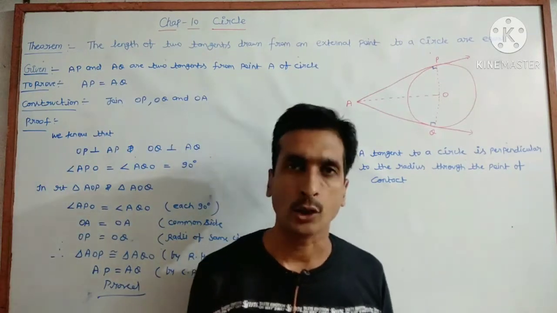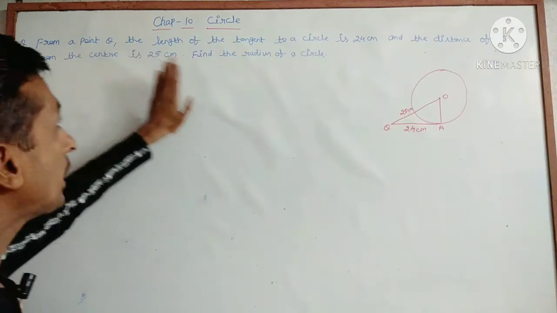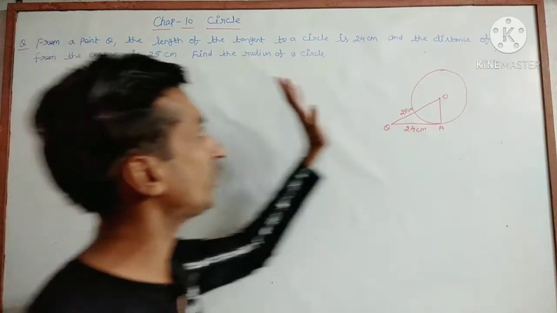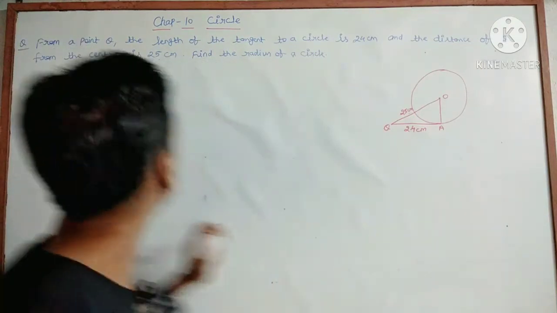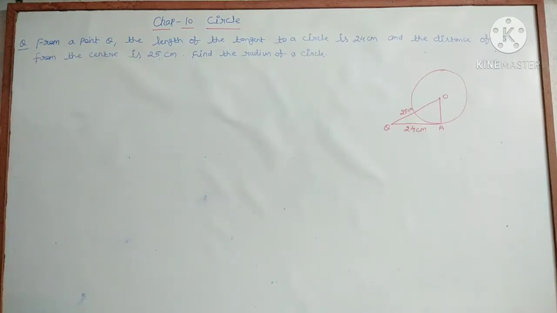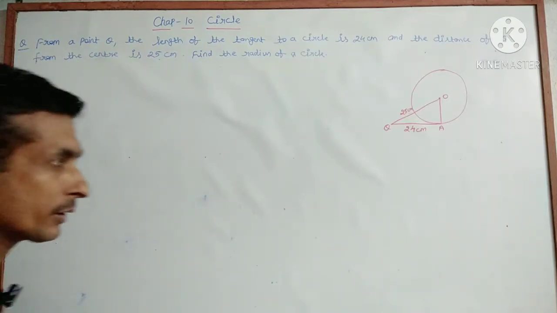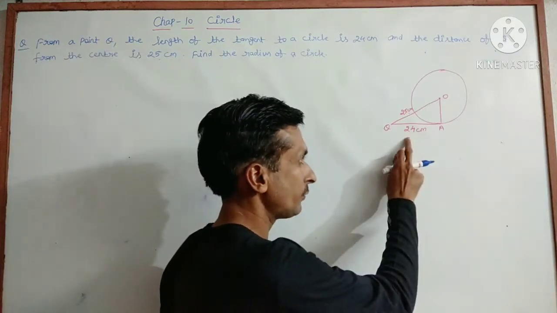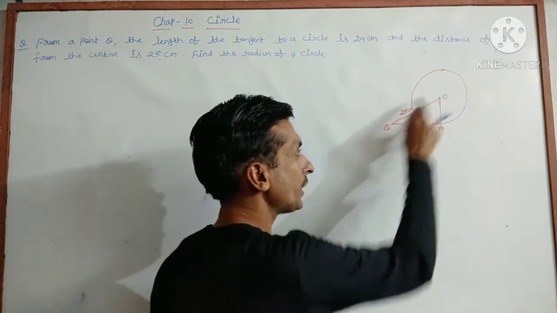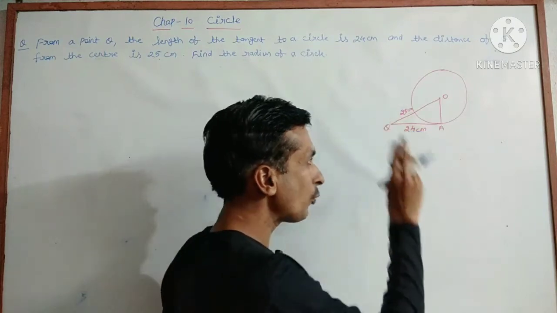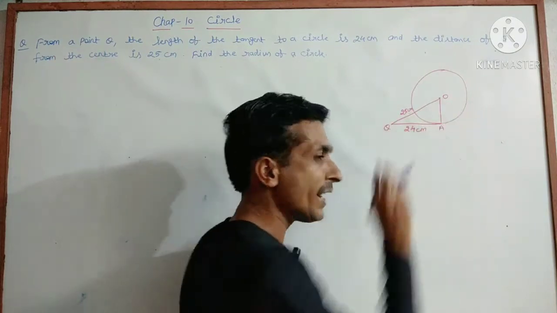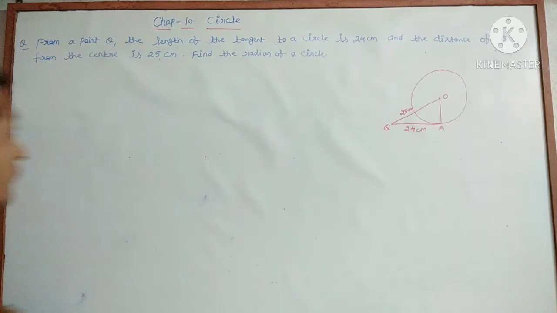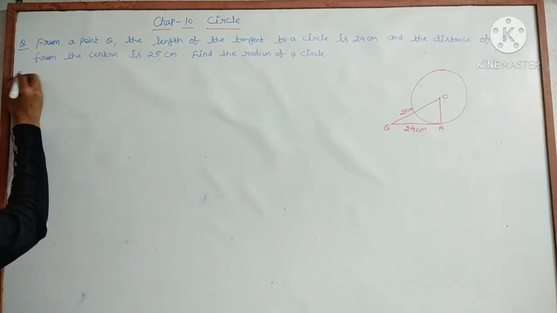And the next question: from a point Q, the length of the tangent to a circle is 24 cm and the distance of Q from the center is 25 cm. Find the radius of the circle. In this question, the distance from Q to A is 24 cm and Q to O is 25 cm. We have to find the radius OA, and how to solve? Look at this one.